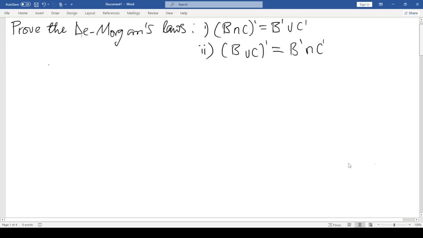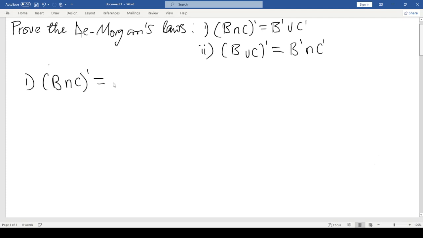So we have a question here that says we need to prove these two De Morgan's laws that we have here. So we start with the first one. Here we have (B ∩ C)' being equal to B' ∪ C'. Then we're going to prove from the left hand side to the right hand side, and conversely we also prove from the right hand side to the left hand side.